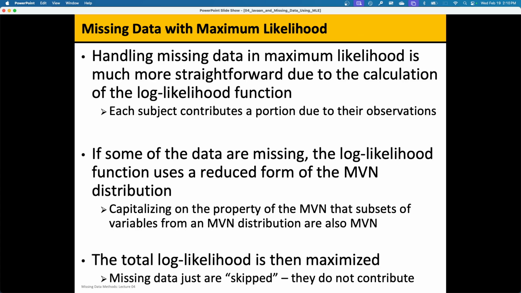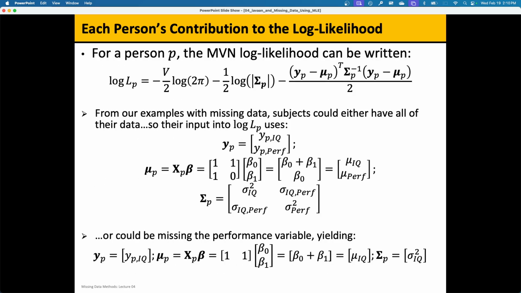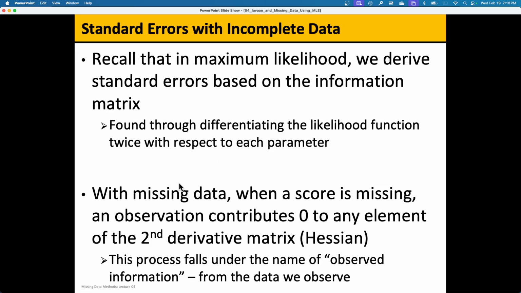To get from the Hessian to the information matrix, we note that -1 times the Hessian is information. The inverse of that is the covariance matrix of your parameters. The square root of the diagonal is your standard error.